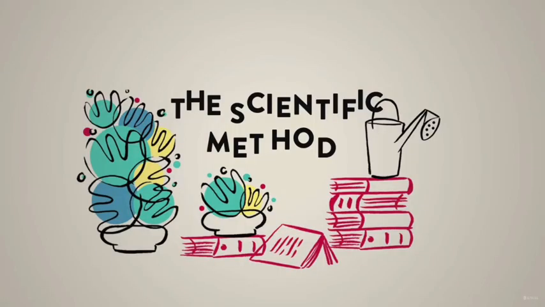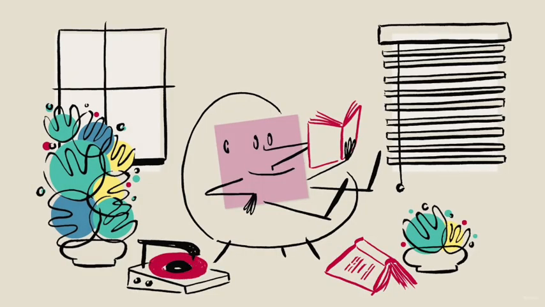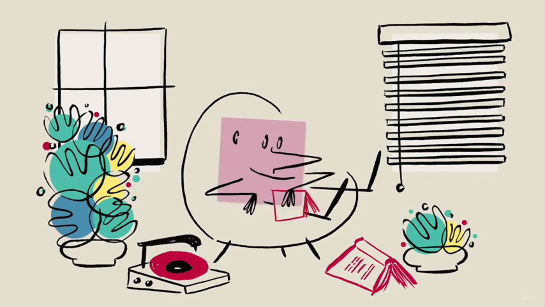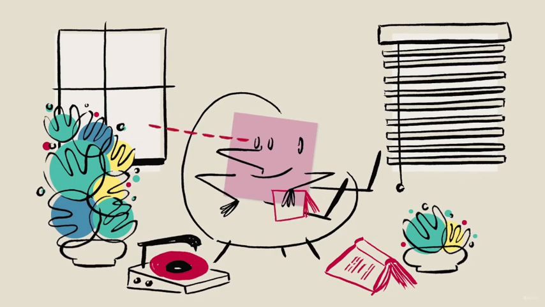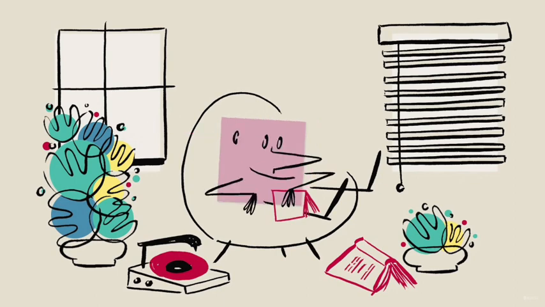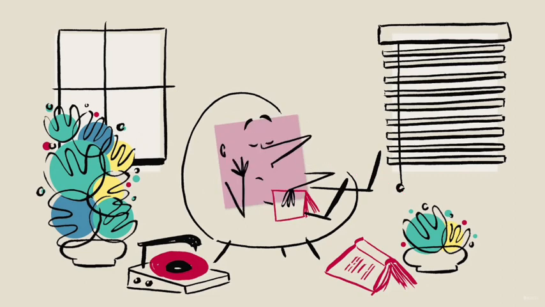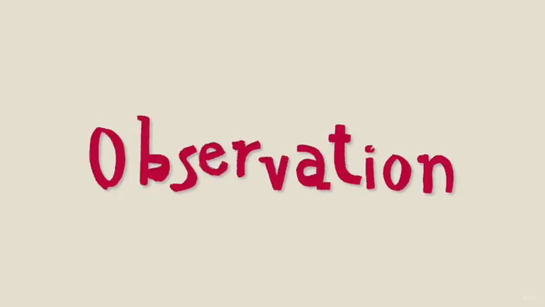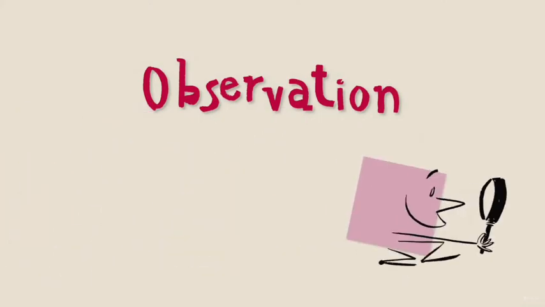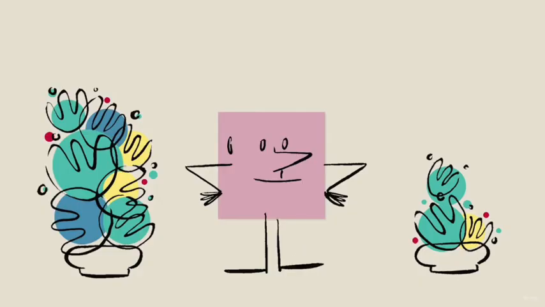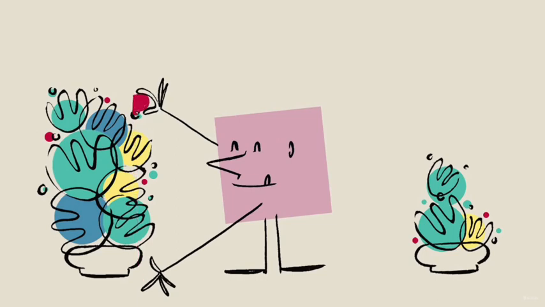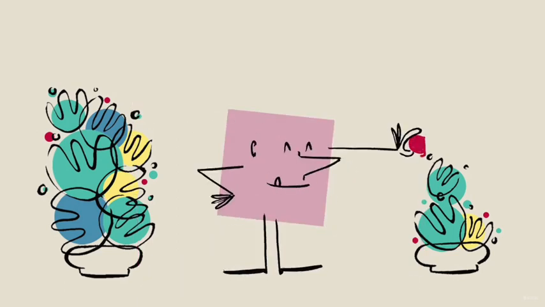So this is just a little animation about the scientific method. So here's this guy reading a book, listening to a record, very old school. He's got these plants, right? And he observes that the one plant is really tall and the other plant is really short. So there's the observation, right? So he's going to measure it, quantify things. Well, how tall are they?